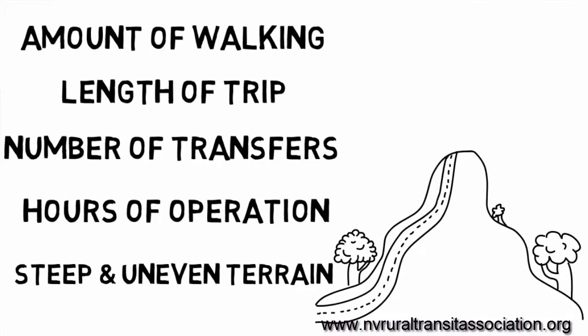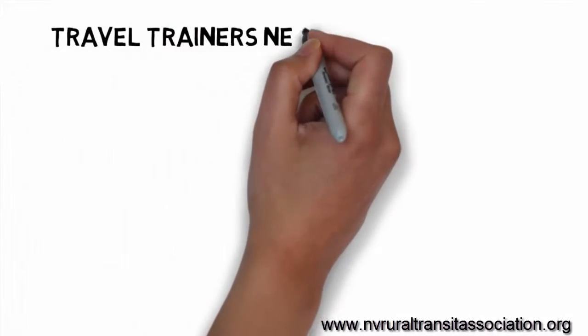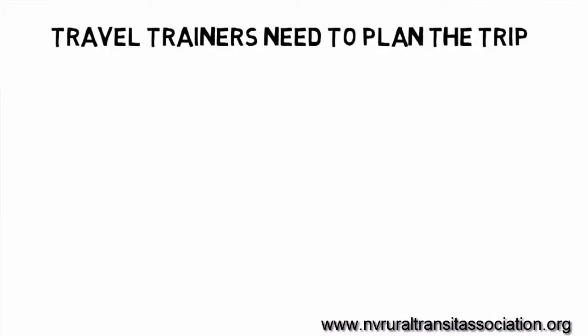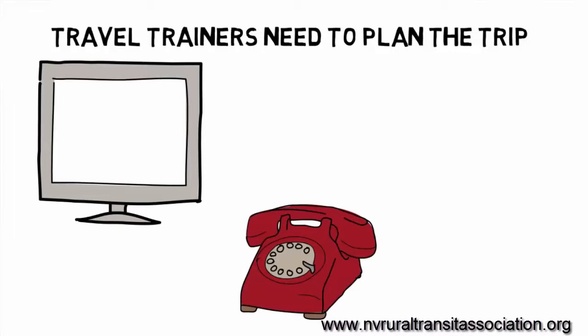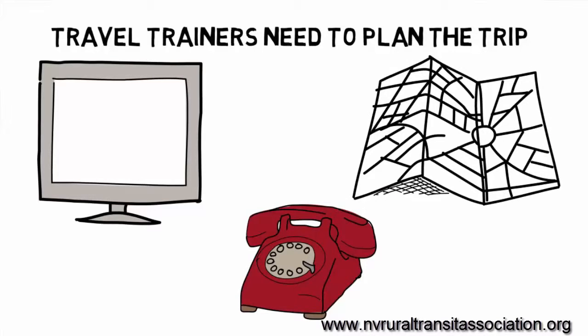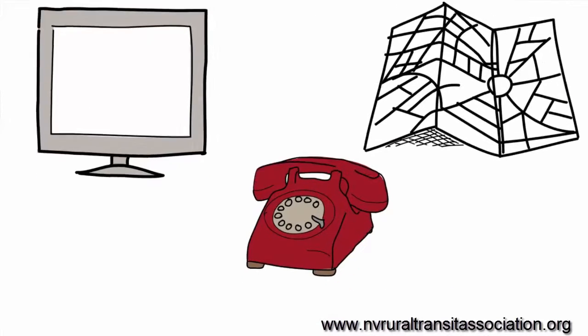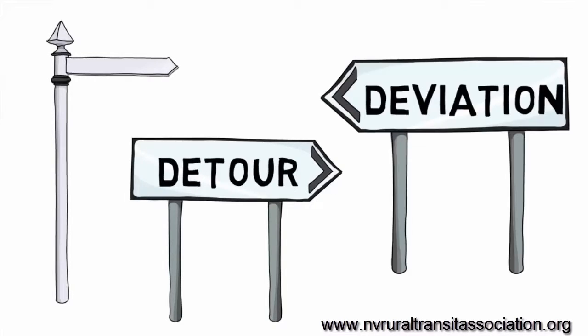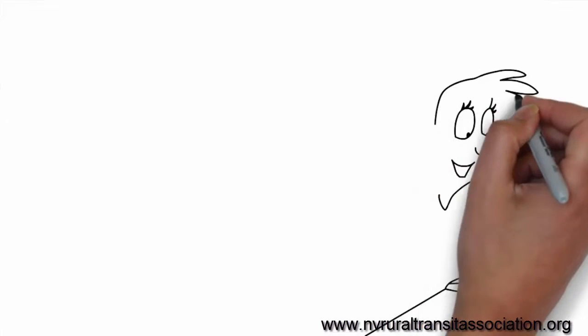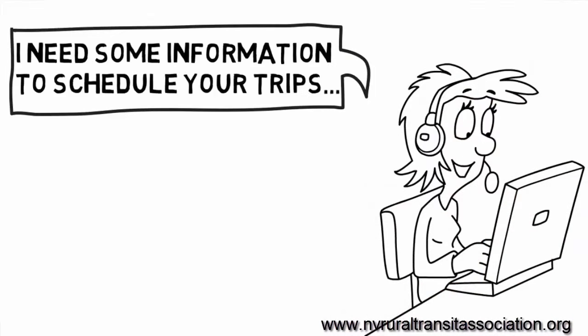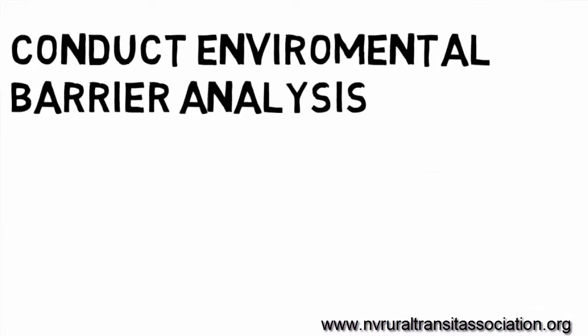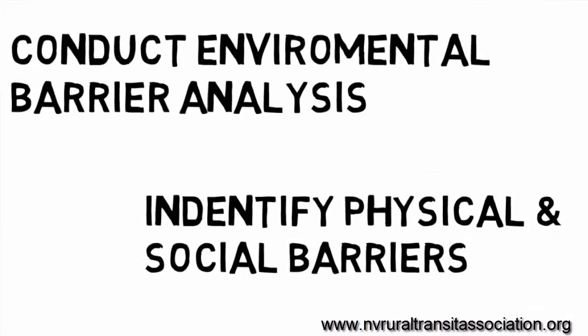It is critical for the travel trainer to know the route before training begins, which includes trip planning, which could use the web, the telephone, or even a physical map and schedule. Writing the entire route, checking for landmarks, detours, or route deviations. In demand response service, what information will the transit agency need to schedule the needed trips? Conducting an environmental barrier analysis and identifying physical and social barriers.